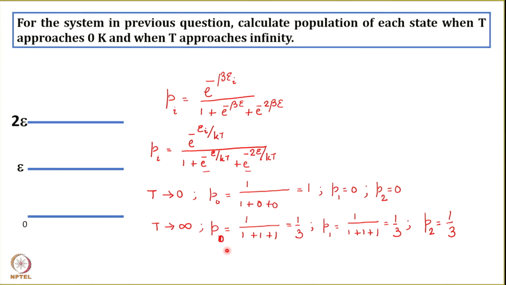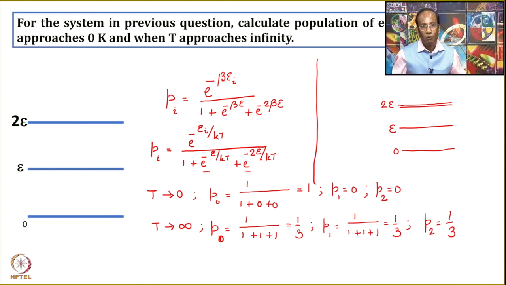Let me introduce one more aspect here, which is similar to this question. Let us take a case not connected with this question. Let us say I have a ground state, a first excited state, and a second excited state, which is doubly degenerate, and this value is 2E. In this case, you should yourself try to find out, when the temperature approaches infinity, what the fractional population of the ground state, first excited state, and second excited state is going to be.